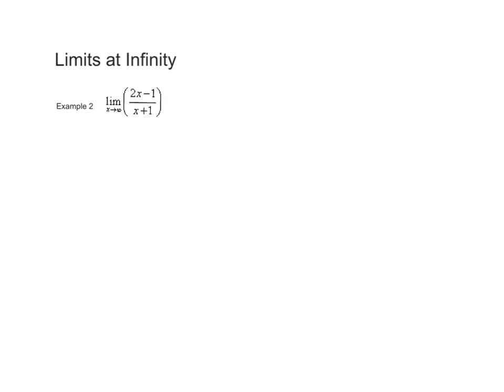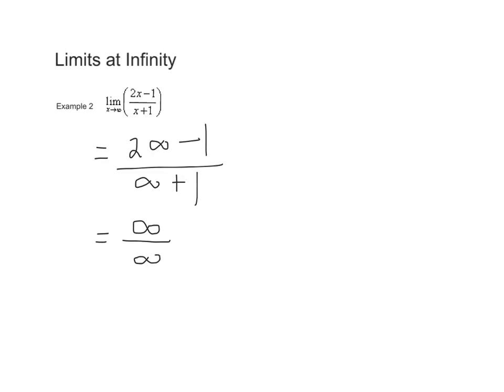Let's look at another example. In this one, when I substitute infinity in, I get 2 times infinity minus 1 all over infinity plus 1. So you have to think about concepts now. 2 times infinity minus 1 is still some extremely large number. We can reduce that to infinity. And infinity plus 1 is, again, an extremely large number that just is written as infinity. So what do you think infinity over infinity equals?